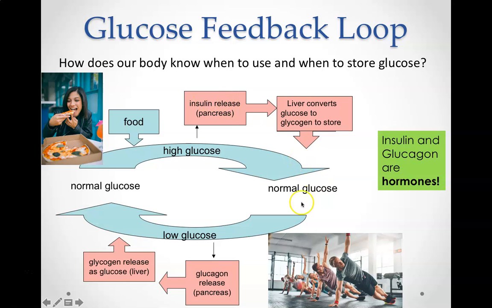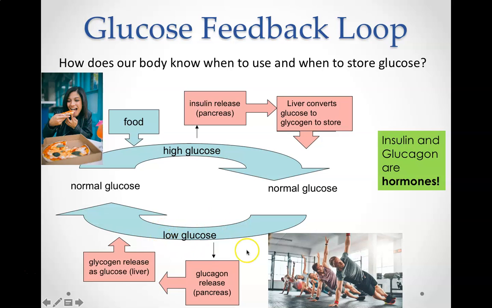Now, the opposite thing. If we're at that normal glucose level and we start to do something that requires energy, like exercise, we're going to be using up that glucose that's in the bloodstream. It's going to be entering our body cells. We're going to be using it to create ATP, that energy molecule. So we're essentially burning glucose quickly. And so our glucose in our bloodstream is going to drop. It's going to go down.